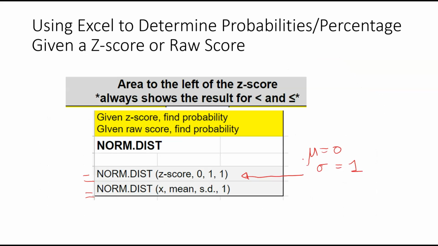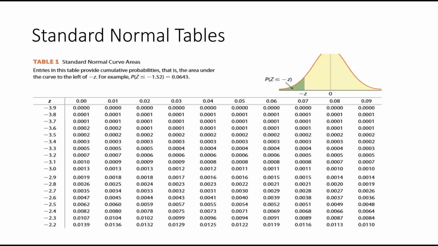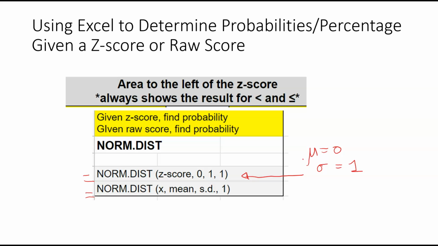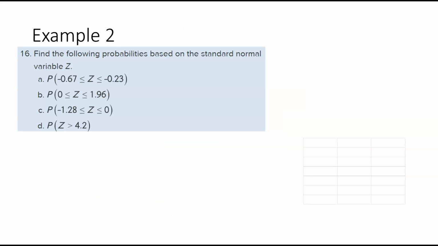So when we are using Excel, it's always the area to the left. Same thing with the tables here. So we're always talking about the area to the left. When we talk about the area to the left, we will use these formulas here. So if we want to find the area to the right, remember the whole thing is 1 minus the area to the left. So let's do an example.